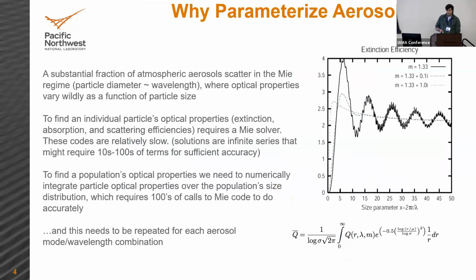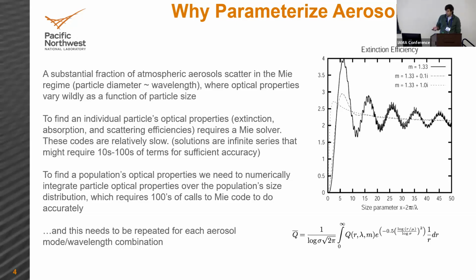This slide explains why this is something that needs to be parameterized. Many atmospheric aerosols scatter in the Mie regime, which is the scattering regime where particle size is within a couple orders of magnitude of the wavelength of light it's interacting with. And then the Mie regime optical properties of a particle can vary pretty wildly as a function of the particle size. So over on the right is a plot that's an example of this. It compares the size parameter of a particle, which is the ratio of a particle radius to wavelength, to a particle's extinction efficiency. And yeah, you can see the amount of variability there.